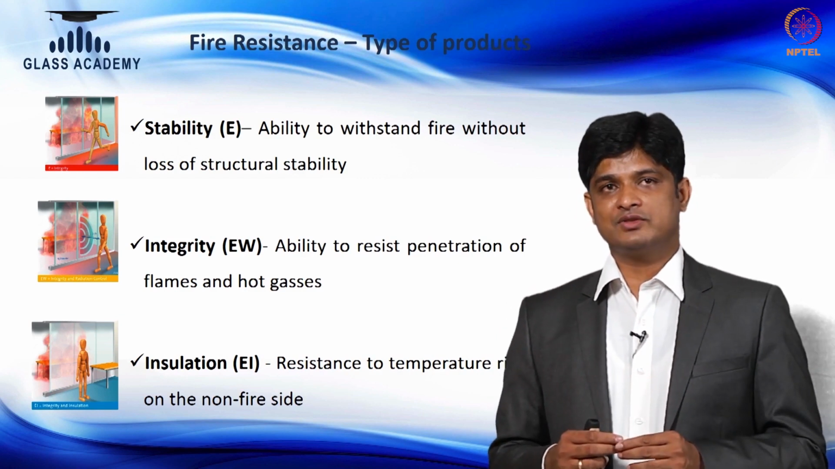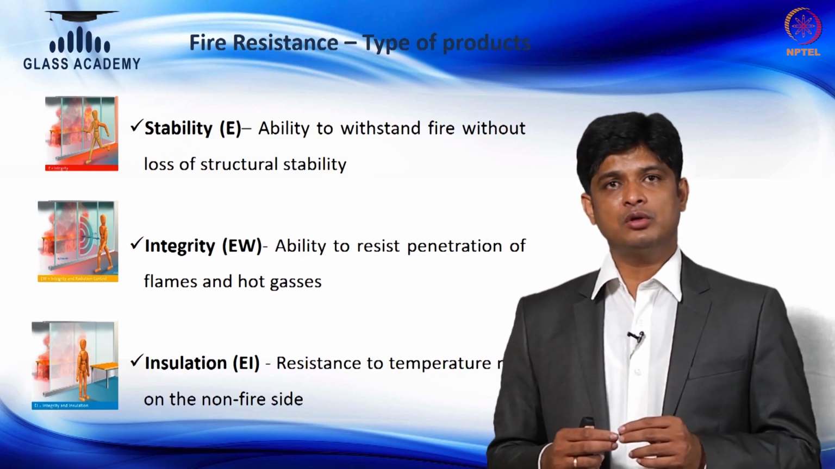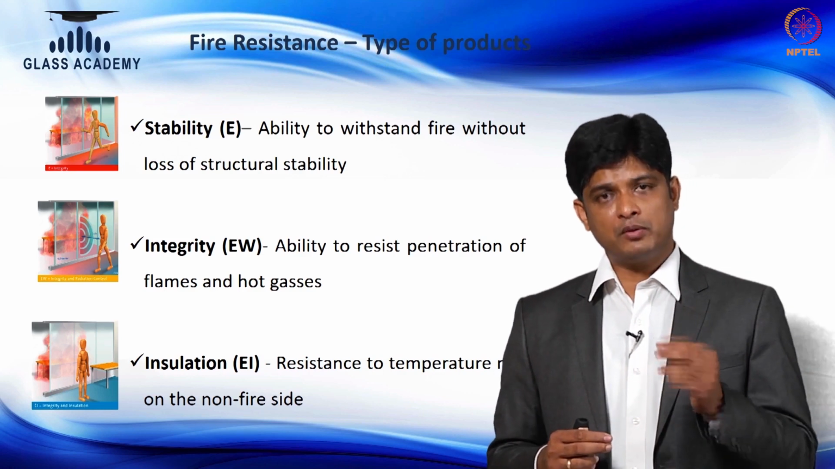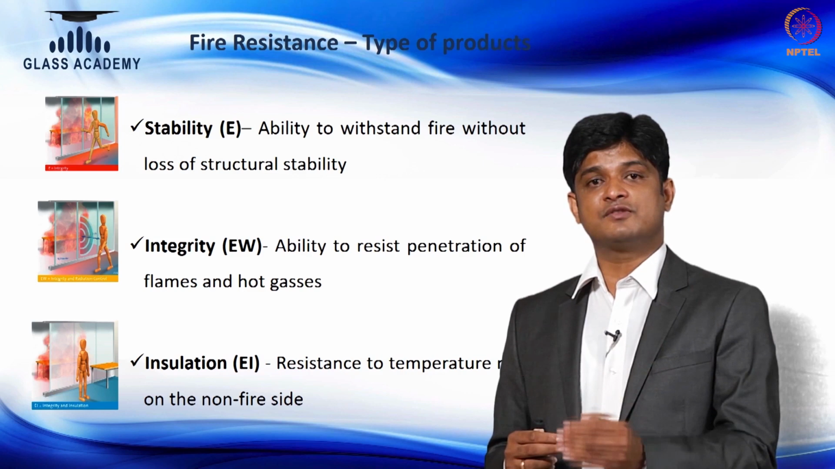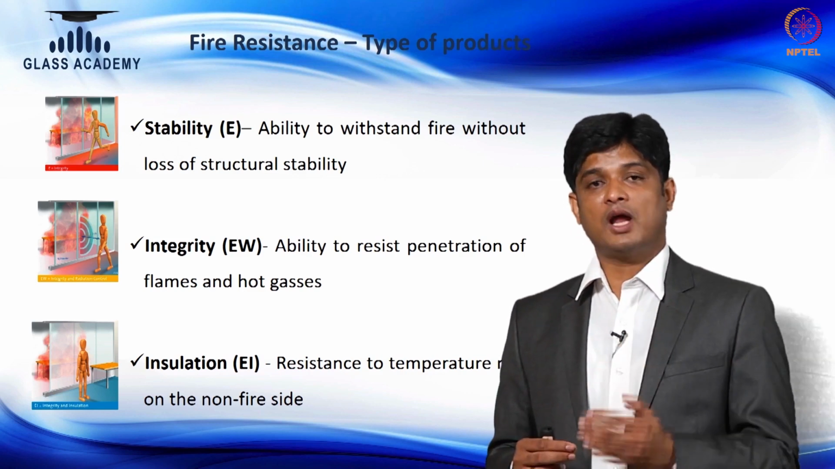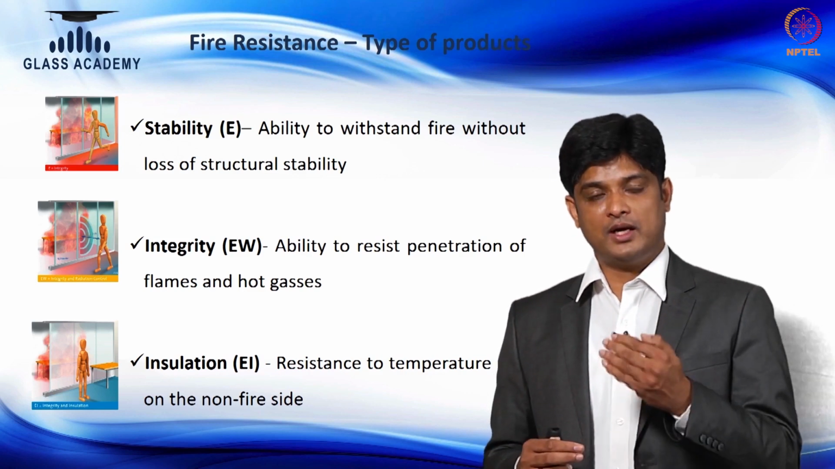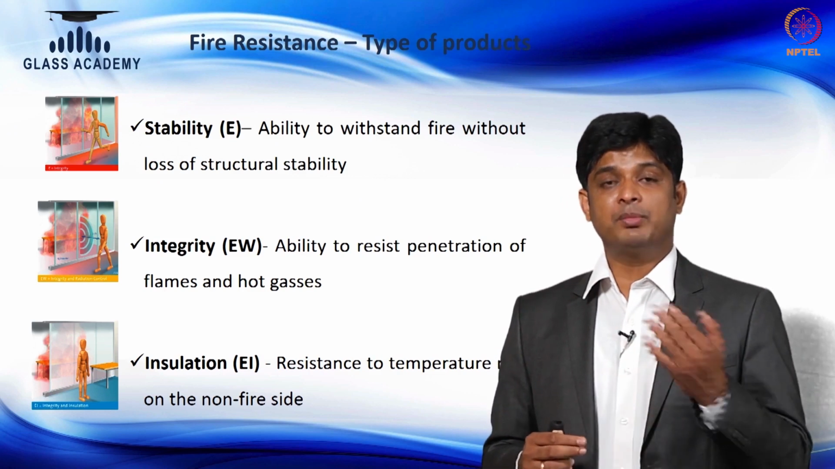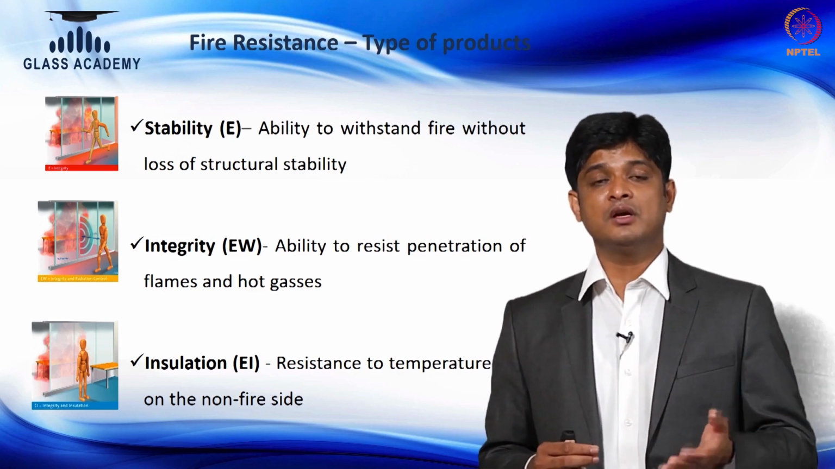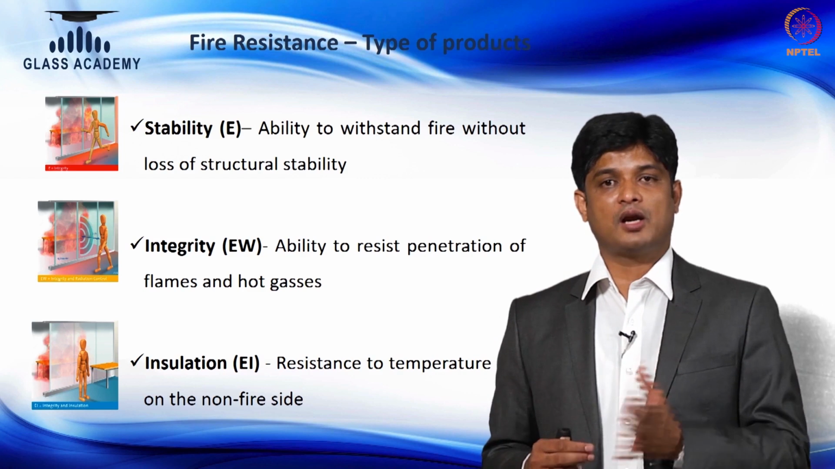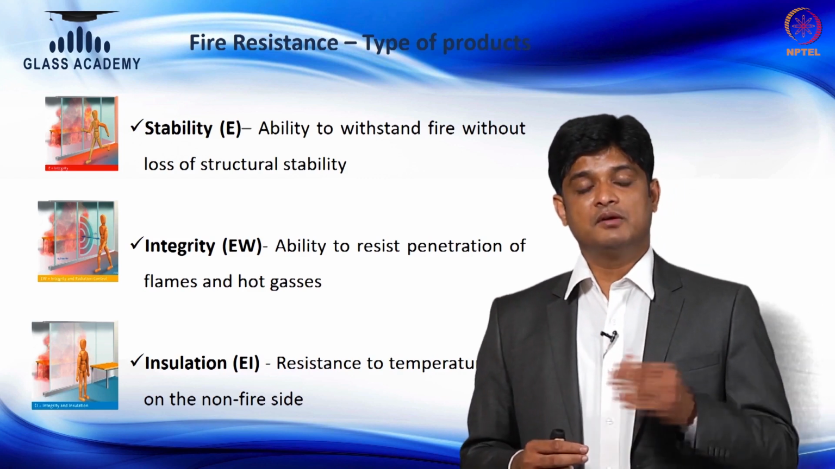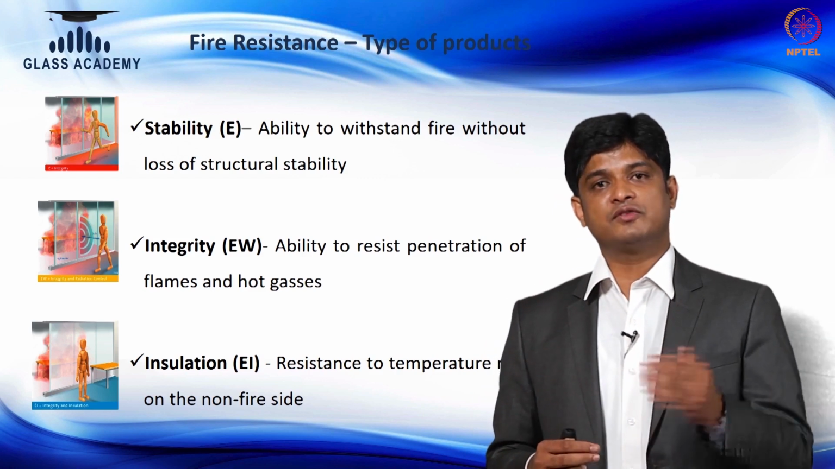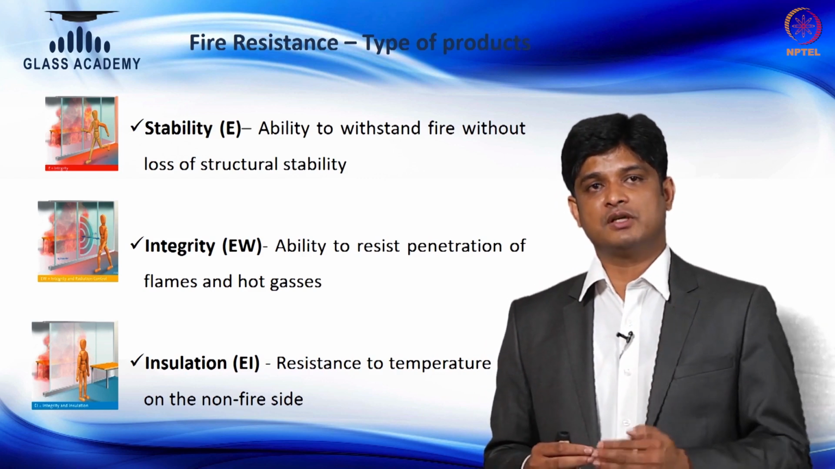The next category is called integrity, which is EW, which has a provision to stop the fire, smoke and the thermal heat transfer that happens through the glass. We know glass U values are quite high, and when the glass temperature on one side increases, the heat transfer through the glass will be very high. So the second category helps you cut the thermal heat transfer that happens in the basic version.